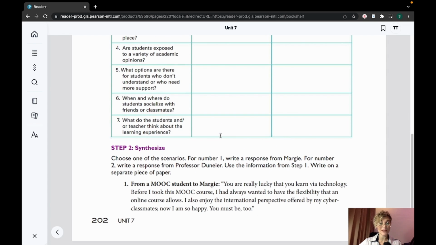Yeah, that brings us to step 2, which is synthesizing. Now we're going to use that information in the chart. Choose one of the scenarios for number 1. Write a response from Margie. For number 2, write a response from Professor Dunayer. Use the information from step 1 and write on a separate piece of paper.